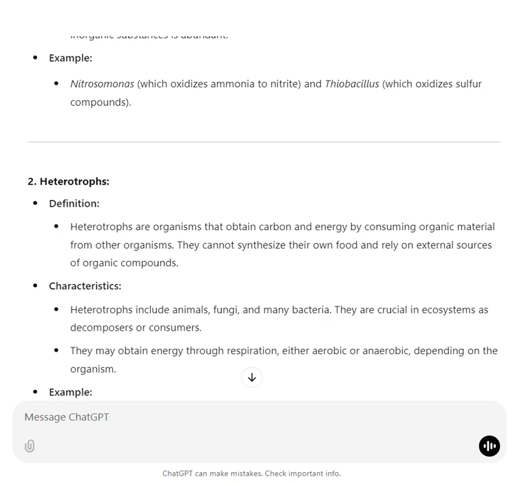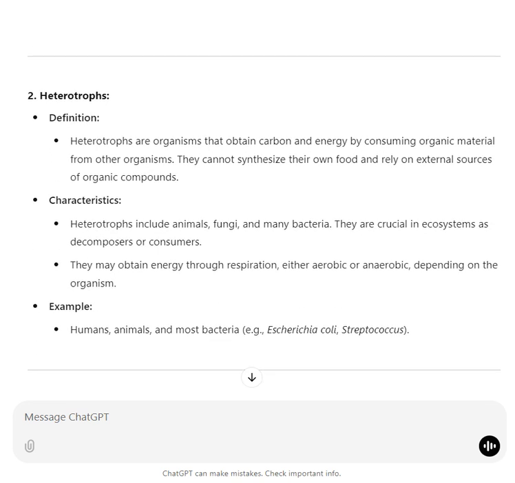2. Heterotrophs. Definition: Heterotrophs are organisms that obtain carbon and energy by consuming organic material from other organisms. They cannot synthesize their own food and rely on external sources of organic compounds. Characteristics: Heterotrophs include animals, fungi, and many bacteria. They are crucial in ecosystems as decomposers or consumers. They may obtain energy through respiration, either aerobic or anaerobic, depending on the organism. Example: humans, animals, and most bacteria, e.g. Escherichia coli, Streptococcus.